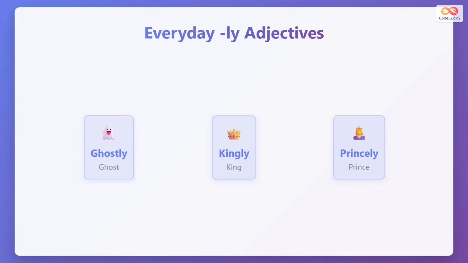In daily life, we use many ly adjectives. Ghostly describes something like a ghost. Kingly means royal like a king. Princely describes something grand like a prince.